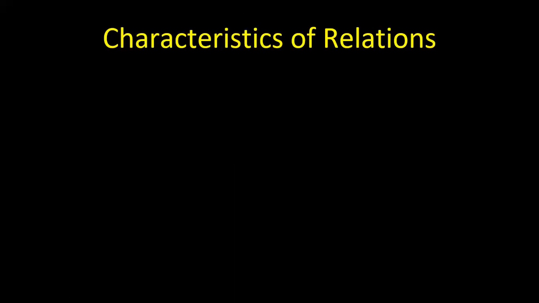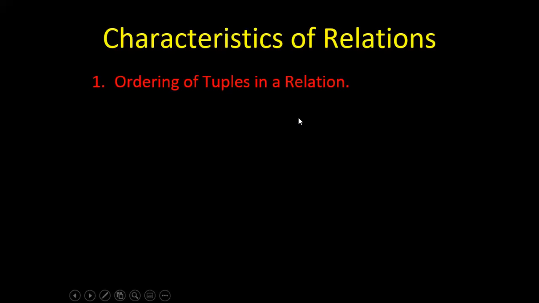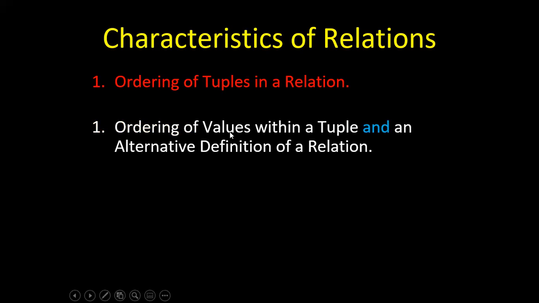Now after considering the basic components of the relational data model, we will see what are the characteristics of these relations. The relation has mainly 4 characteristics. First is about ordering of the tuples in a relation. We need to check whether the order of the tuples in the relation is important or not. Then considering ordering the values within a tuple: in each tuple, whether the order of values is important or not.